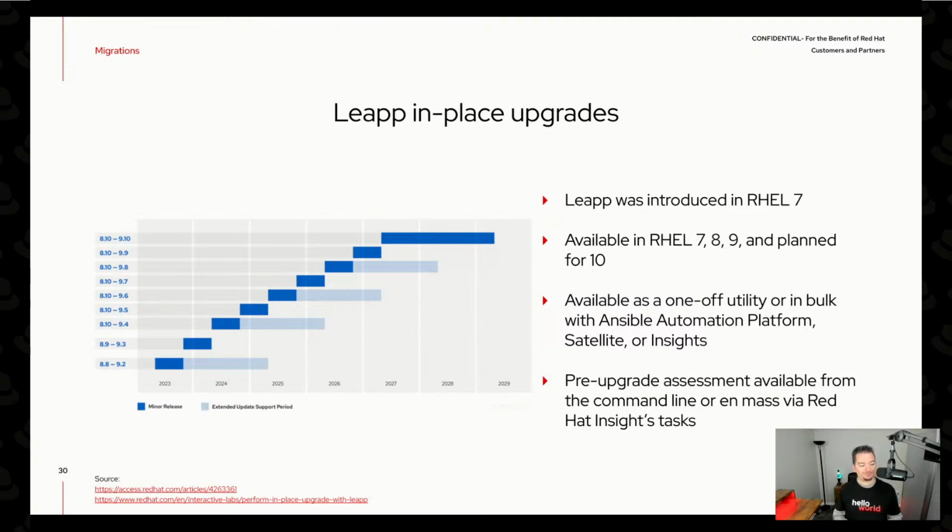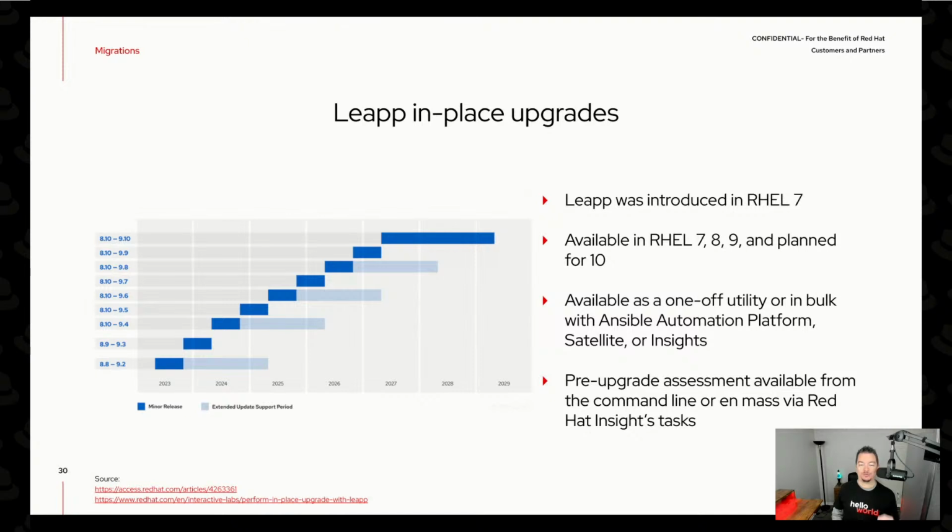in-place upgrades. Over on the left, it's kind of an eye chart. I understand, so I won't go through it line by line, but you can see what version of RHEL 8 you're on and what version you'll be able to upgrade to in RHEL 9. So this is available as a one-off utility. You can install it on a RHEL 7 system or a RHEL 8 system, or you can do this in mass with Red Hat Insights tasks or with Red Hat Ansible Automation Platform.